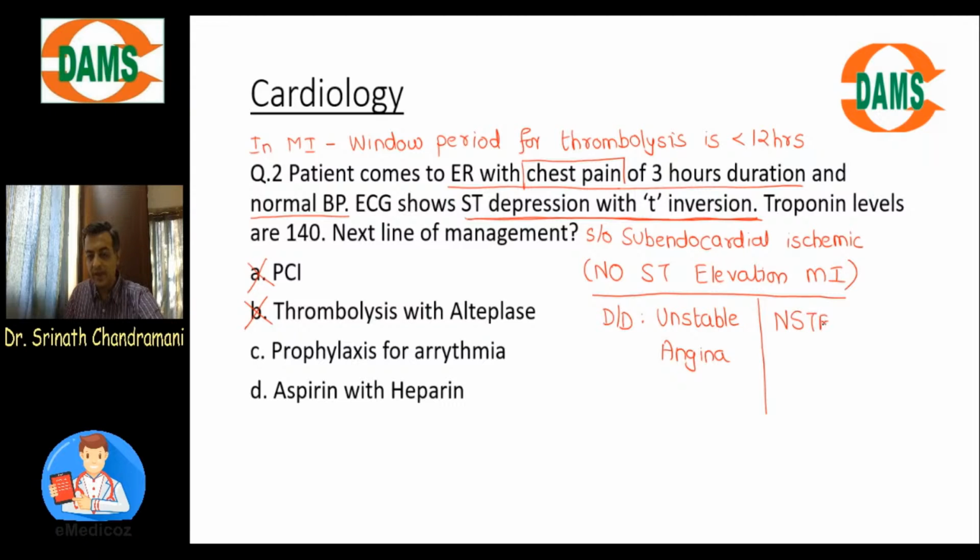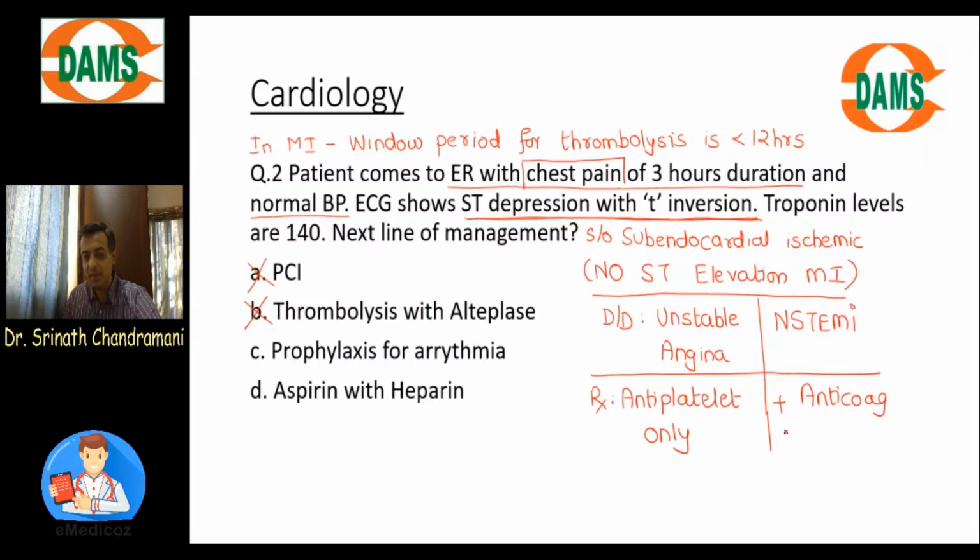So the two differentials that you have based on the given information: the patient can be having either unstable angina or NSTEMI. If it is unstable angina, all you have to do is antiplatelet therapy only. But if it is NSTEMI, then you will have to add anticoagulation in the form of heparin. Low molecular weight heparin or unfractionated heparin would be recommended in this patient.